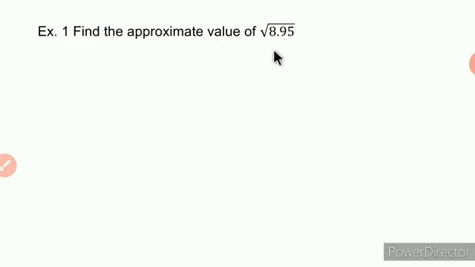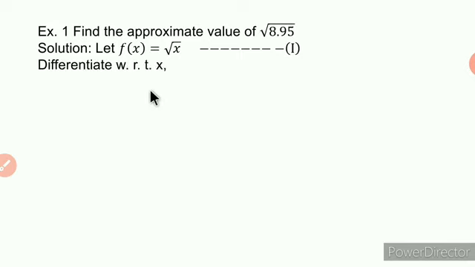Find the approximate value of square root 8.95. Here the function is square root. So in the solution, let f of x is equal to square root x. Call it relation number 1. Now differentiate this with respect to x. We get f dash of x is equal to 1 upon 2 times root x. Call it relation number 2.